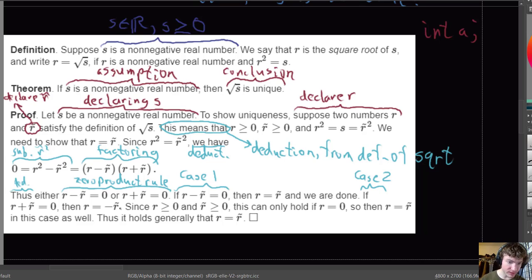So now we conclude, this is the conclusion we were trying to show, because we showed there were two cases, either r equals r tilde or r equals minus r tilde. In both of those cases, it's actually true that r equals r tilde, which is what we were trying to prove all along. So then we state the conclusion. Thus it holds generally that r equals r tilde, and we put a box. Good. So that's how to read a proof.